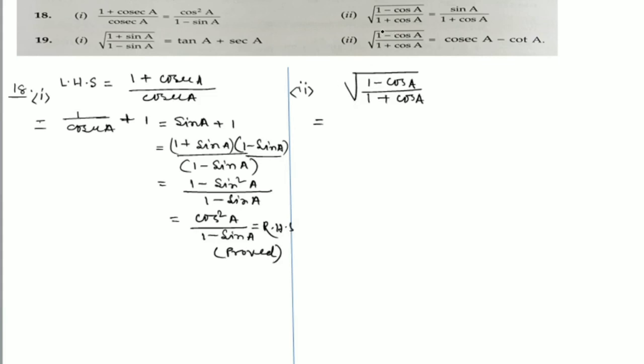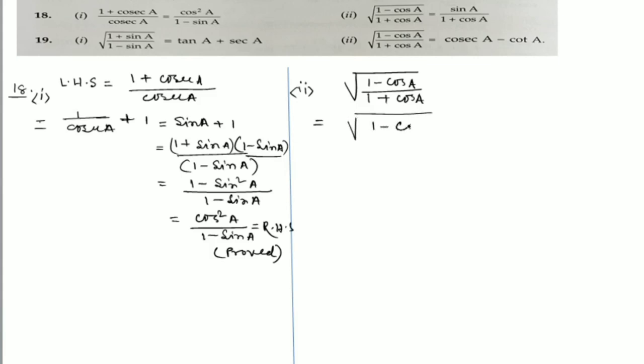Now in problem number 2, you can see root over (1 minus cos A divided by 1 plus cos A) is equal to sin A divided by 1 plus cos A. And you can see in the right hand side it is given 1 plus cos A. Okay, so we have to find out 1 plus cos A in the denominator. How can we get it? If we multiply numerator and denominator by 1 plus cos A, then in the denominator will be 1 plus cos A whole square. Then after root over it will be 1 plus cos A. So in this way I will solve this problem.